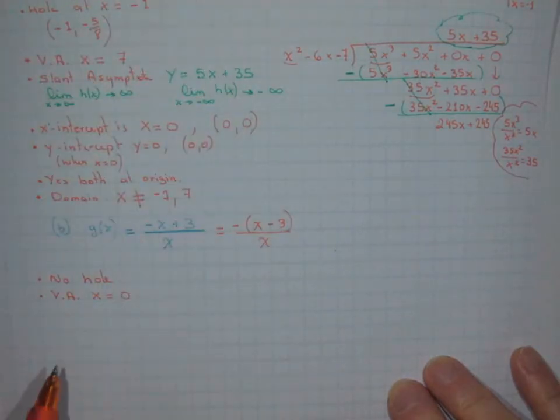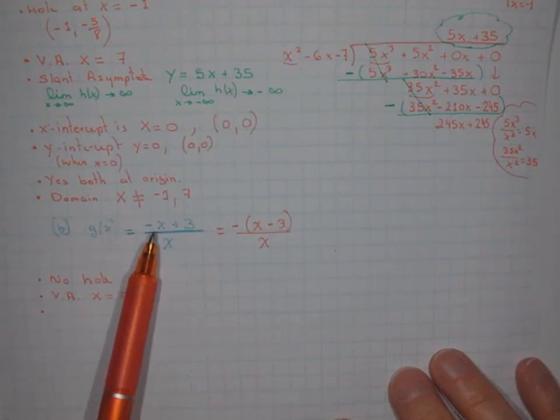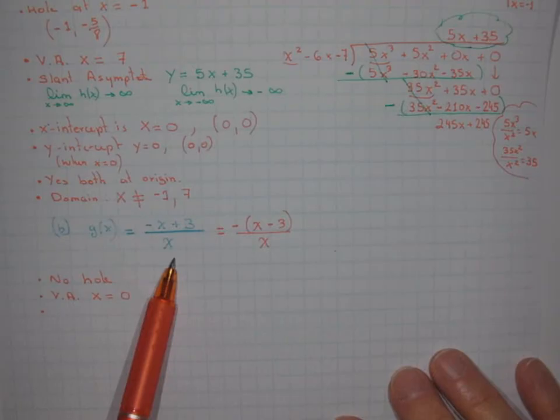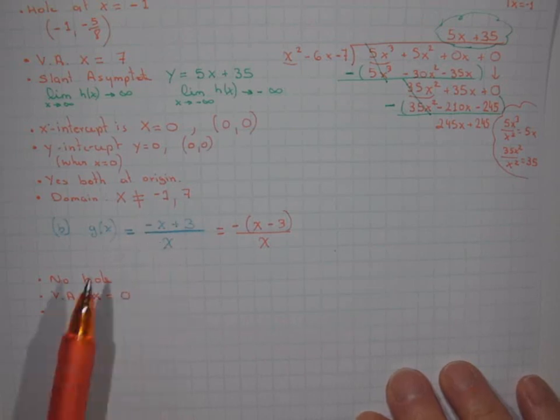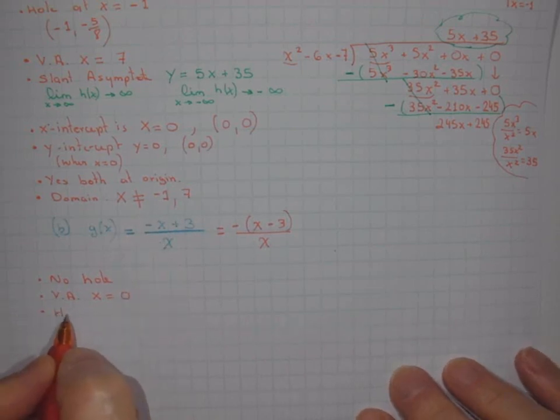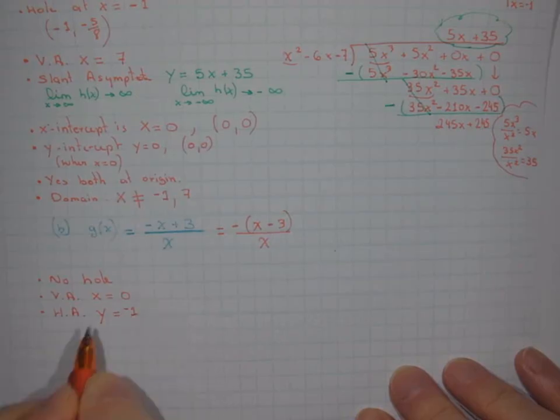The next thing we have to do is horizontal or slant asymptote. Well, look at your degree. This is linear, therefore the degrees are the same. When the degrees are the same, we want the leading coefficient over the leading coefficient, so -1 over 1, and therefore the horizontal asymptote is at y equals -1. Okay?